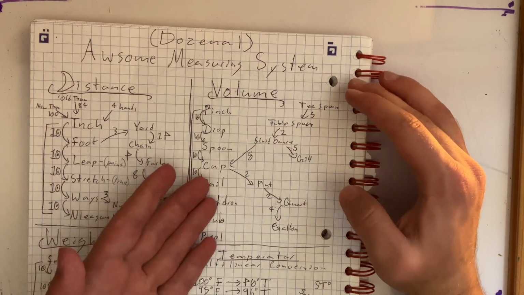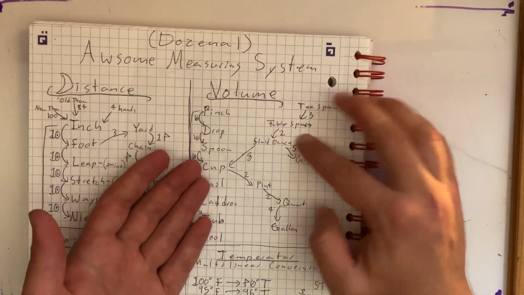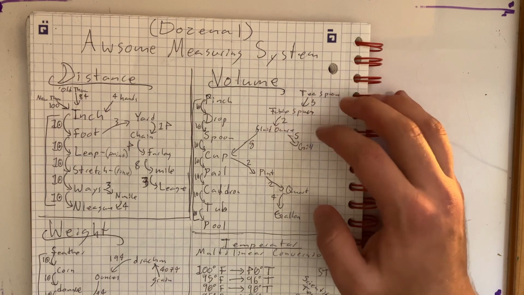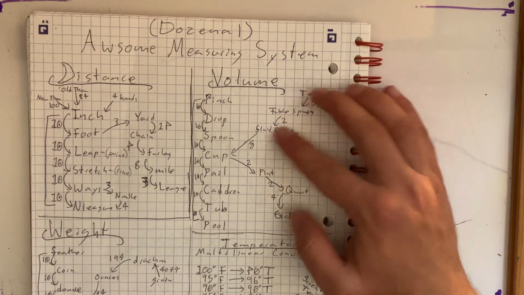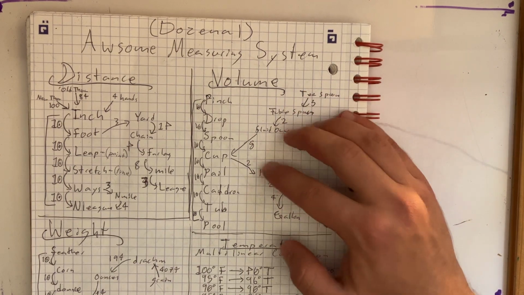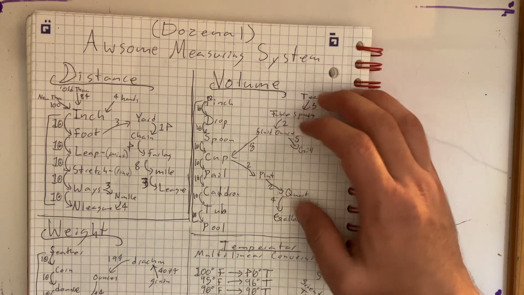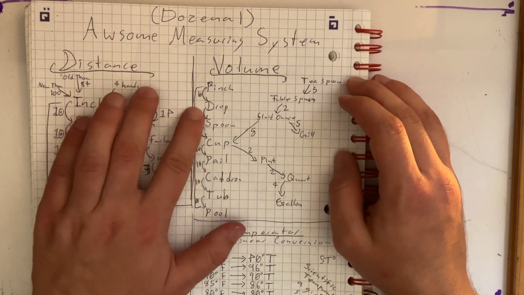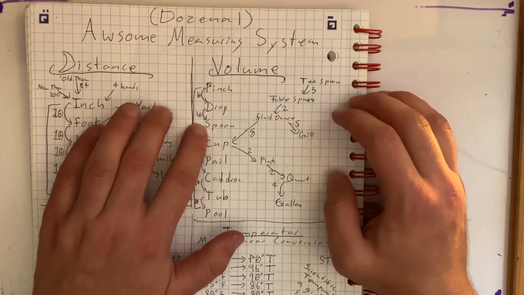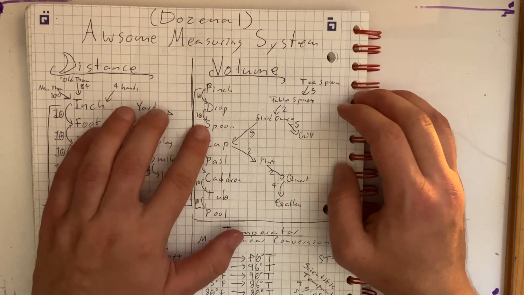Same idea with volume. We still have teaspoons, we still have tablespoons, we still have ounces and fluid ounces and gills. I think British people use those. We still have cups, we still have quarts, we still have gallons. But I added pinches, 12 pinches in a drop, 12 drops in a spoon. It's not a tablespoon, it's not a teaspoon, it's a spoon.